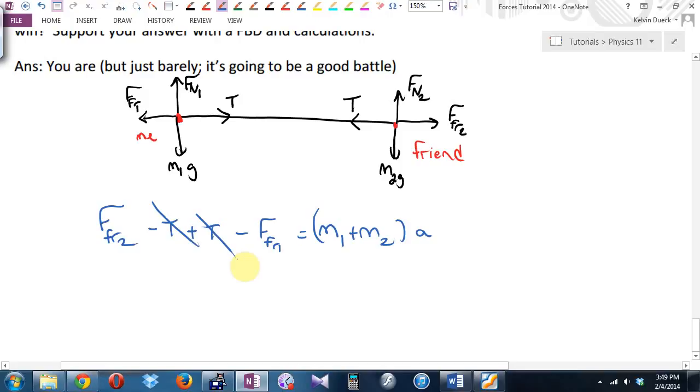Friction is what times what? Good. So friction force number 2 is going to be mu times normal force number 2. Oh, you know what? They each have different mu's, don't they? So I'll call this mu 2. I'll call this mu 1.